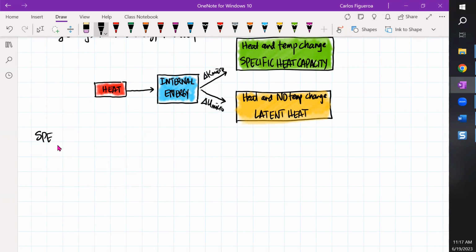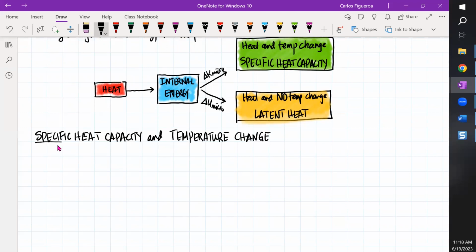So we're going to have specific heat capacity. In this chapter, I'm just going to say heat capacity. There are two types of heat capacity. Right now, because we're dealing with liquids and solids, it's called specific heating. When we get to heat capacity of ideal gases, it's called molar heat capacity. So when you have this, then you have a temperature change.